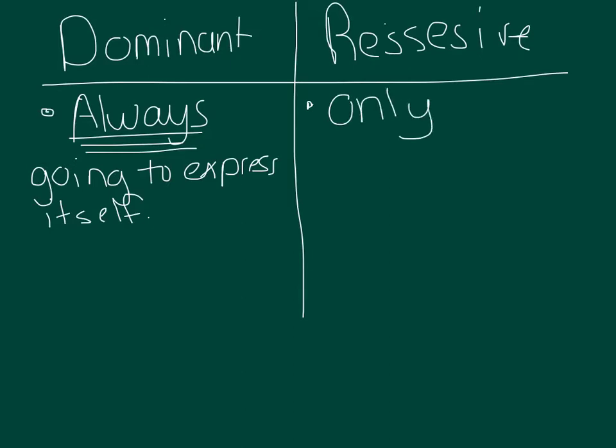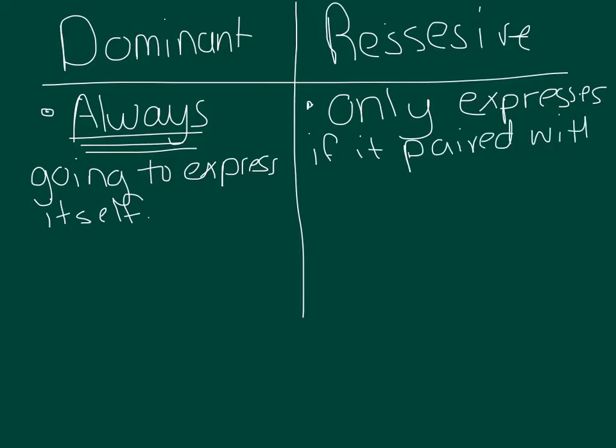only shows itself or only expresses itself if it is paired with itself, or with a copy of itself. So in order to have blue eyes, I have to have two genes that are blue. If I have a brown and a blue, I'm going to have brown. If I have a blue and a blue, I'm going to have blue. That's the main difference between dominant and recessive.